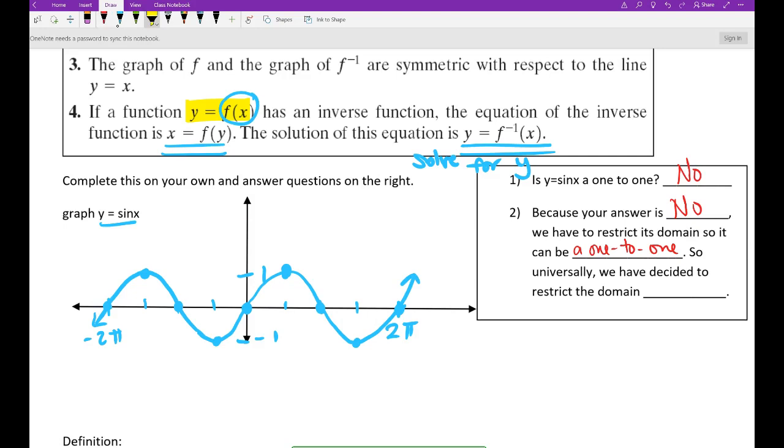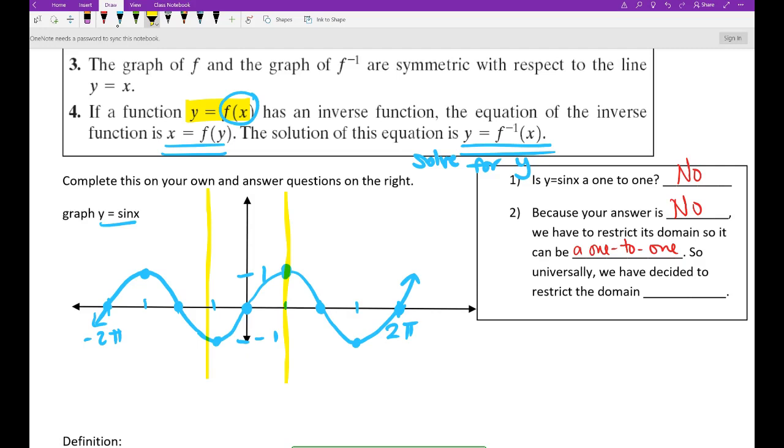Because it won't pass the horizontal line test. There's 0, here's pi, right? Isn't that a nice number? Is that a 1-to-1? No. Okay, that's not going to work. So you are now going to tell me that I'm going to cut it from here to here? Yes. Is that a 1-to-1? In theory, is that the only spot that's going to make it 1-to-1? No. Okay, it's not.